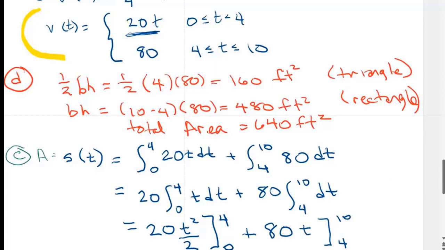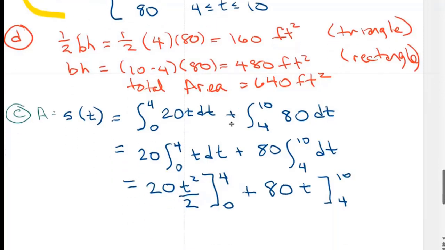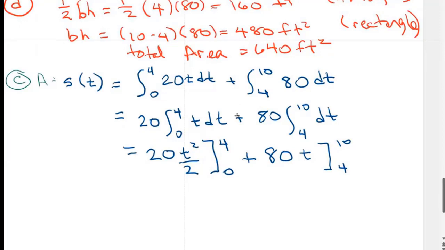I'm not going to worry about the constants because, again, I have a definite integral, which means I'm going to find the value. If I didn't have these 0 to 4 and 4 to 10, then I would always have to add a plus c at the end.